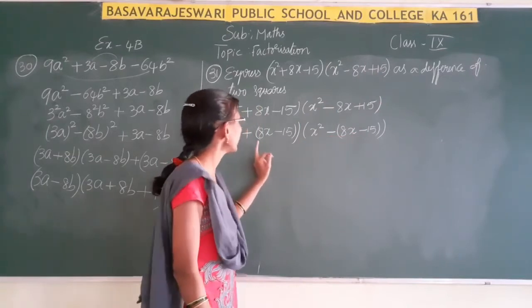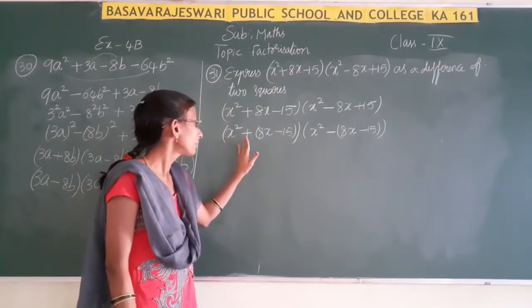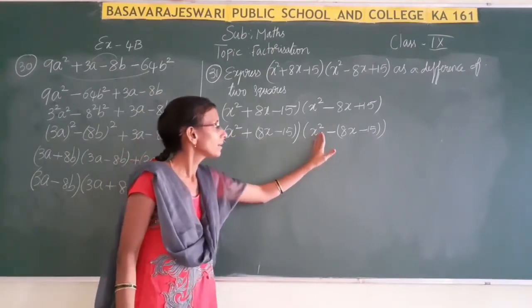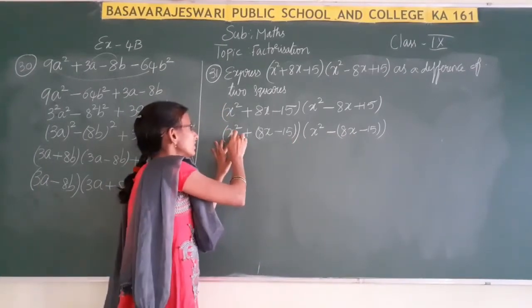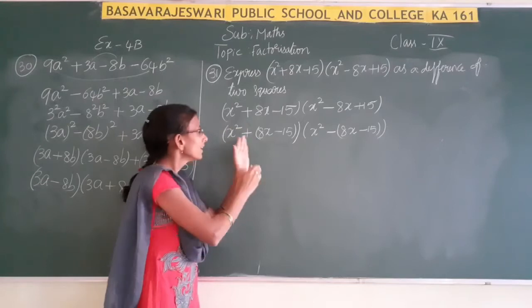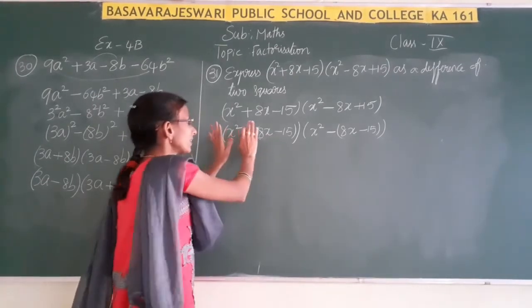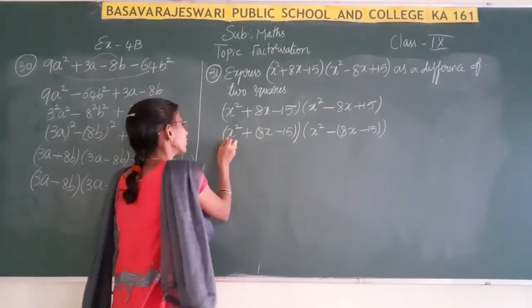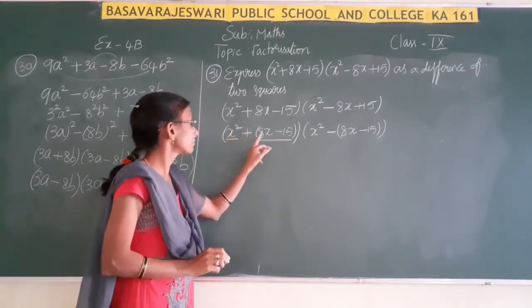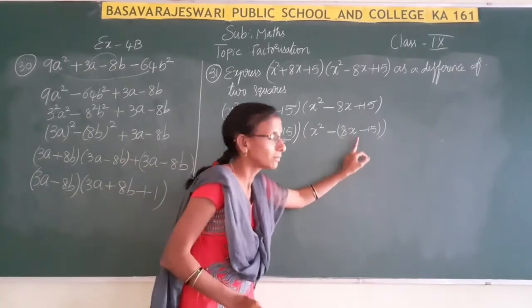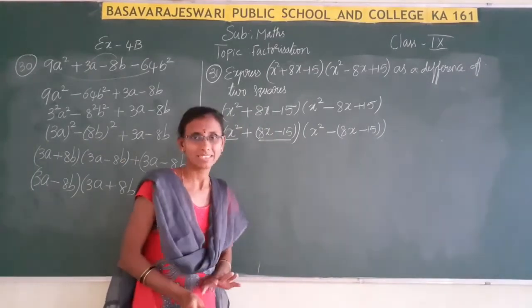So now you see here, (x² + 8x − 15)² means a plus b, a minus b. All of this is one term, a, and 8x minus 15 is b. You don't see the squares and the number of terms in a bracket. So this is a and this is b. So a plus b, a minus b is the expansion of a square minus b square.